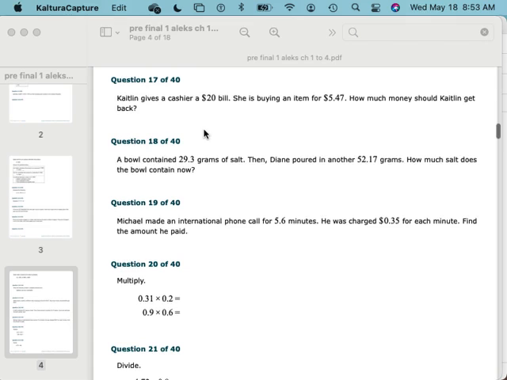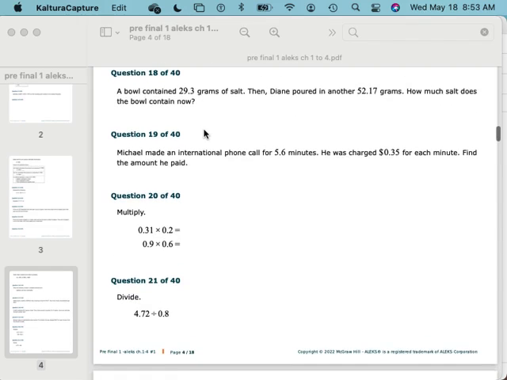Okay, Caitlin, this is number 17. Caitlin gives a cashier a $20 bill. She is buying an item for $5.47. How much money should Caitlin get back? What's our operation? Subtraction. Very good.